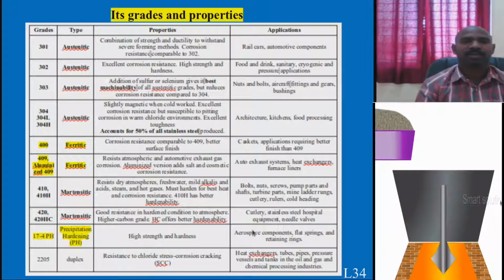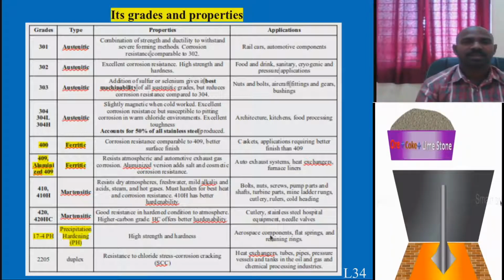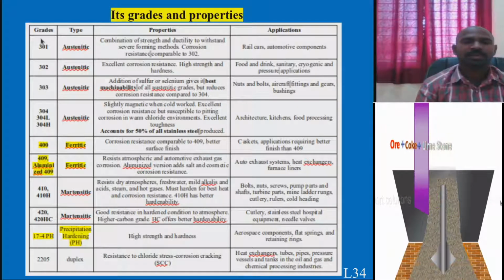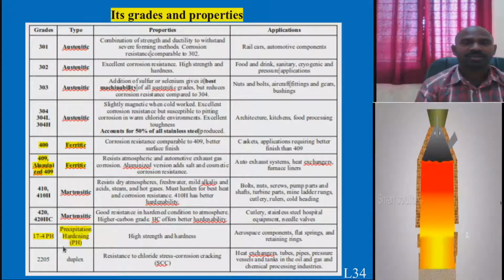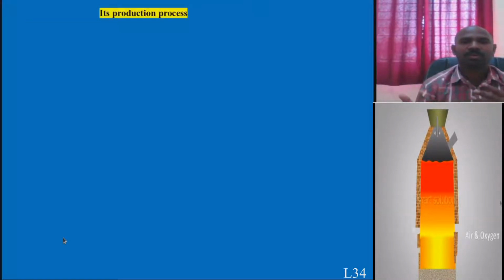These things one needs to remember: one application, one property, and these grades, which are very important with respect to viva questions and GATE examinations. Now let us learn about the stainless steel production process. What are the steps, step by step, which steps come first in sequence? All those things will be understood in this section.